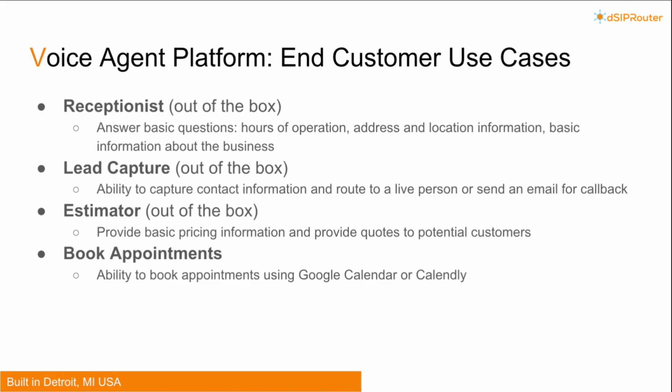And then the last one is book appointments. So this is the ability, using either Google Calendar or Calendly, to integrate, figure out what times are available, tell the user the times that are available, and allow the user to pick a time and schedule an appointment. Either that's for getting a particular service done, or just a scheduled time with the business owner, or any of those use cases that has to do with booking appointments or booking tours.